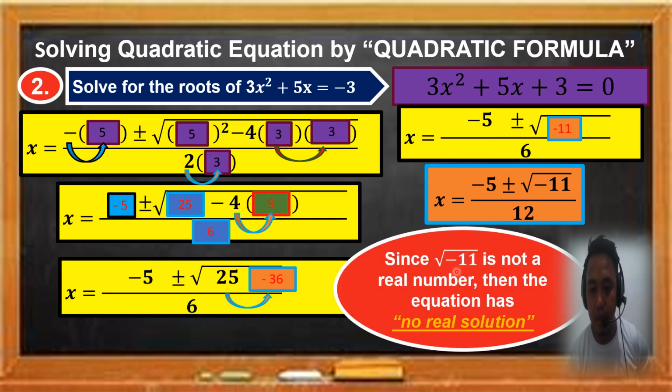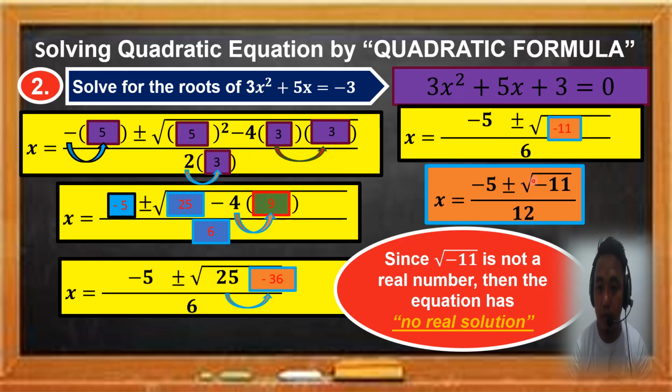Since negative 11 is not a real number, since square root of negative 11 is not a real number, di ba, meron tayong rule na kapag ang nasa radical natin is less than 0 or negative number, no real solution yan. So, hindi na natin yan isosolve. Kasi, ang sagot natin na yan ay not real, or no real solution. Okay? So, kailan mangyayari yan ng no real solution?